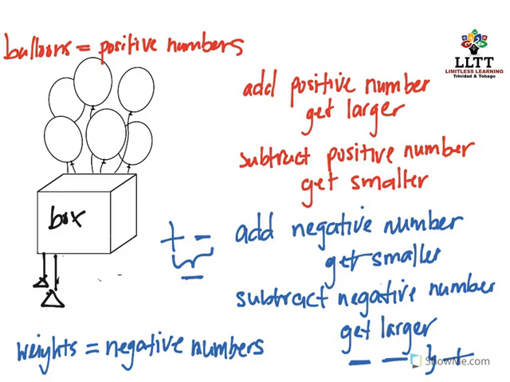So that's just kind of the concept with adding and subtracting negative numbers, and understanding how it works with respect to this analogy of your balloons being positive numbers and your weights being negative numbers, and seeing the direction that the box moves, indicating whether it gets larger or whether it gets smaller.